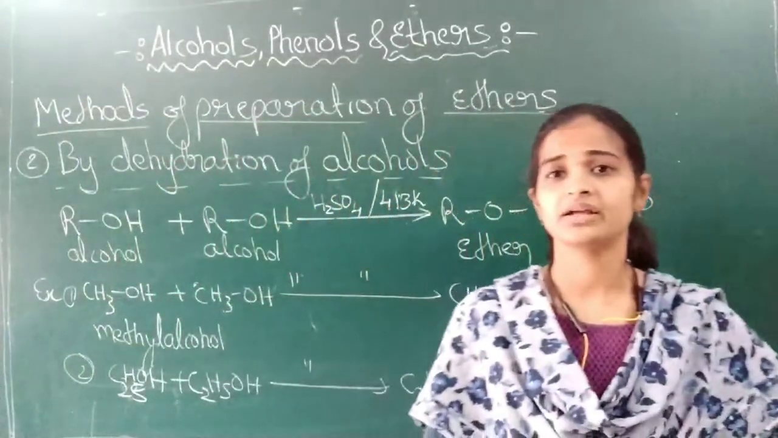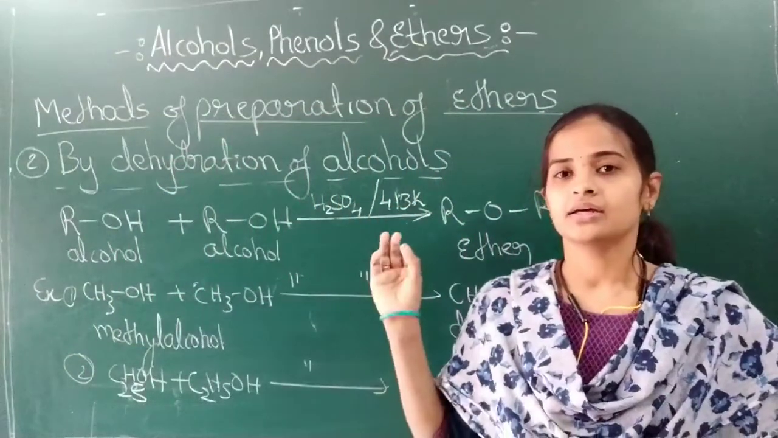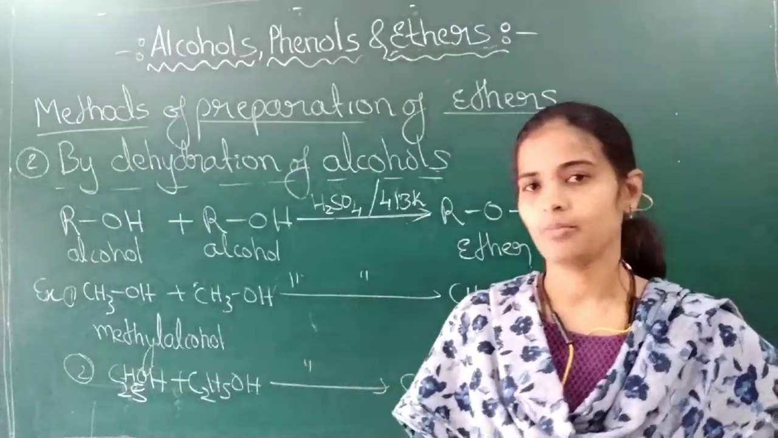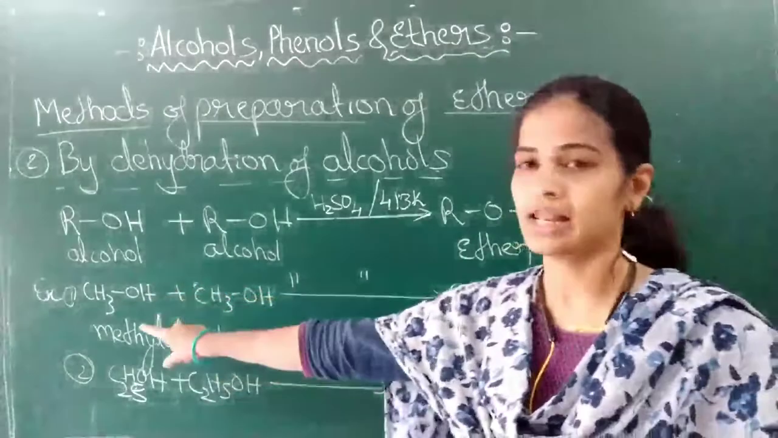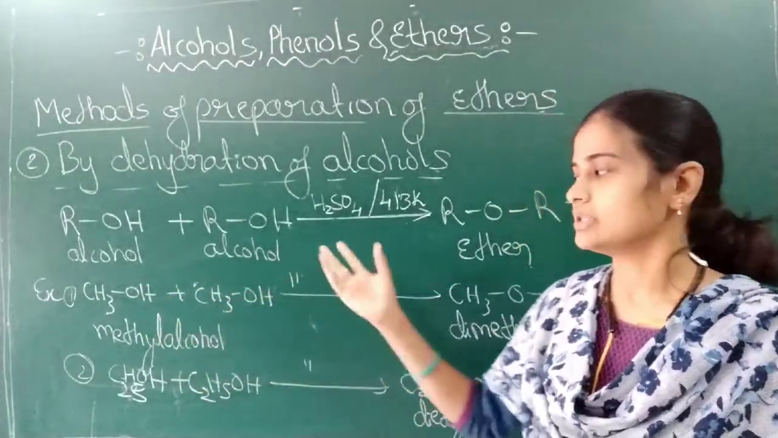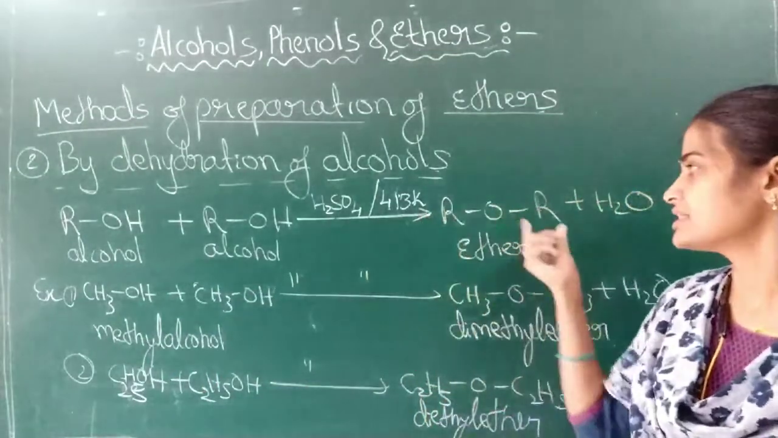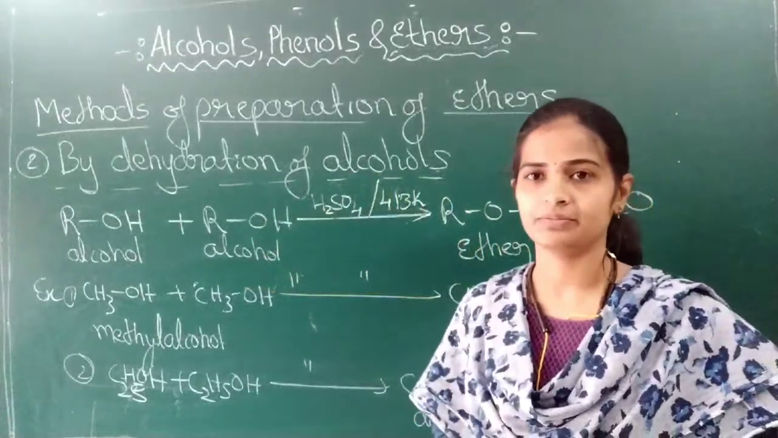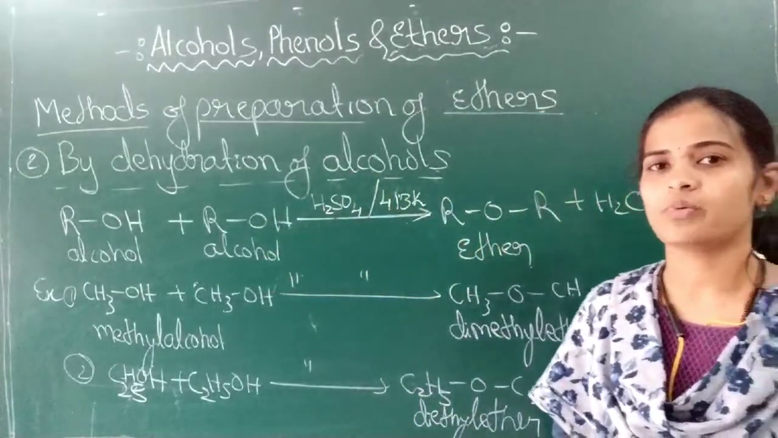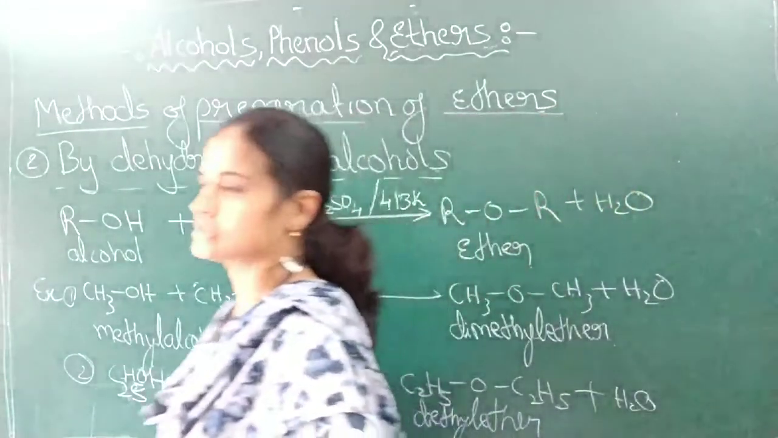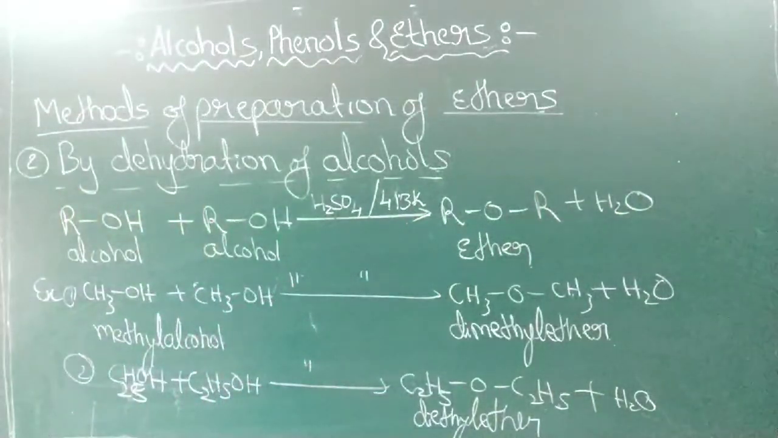By using this method, aryl ethers cannot be prepared because alcohol means we have to take alkyl groups itself. Therefore, the benzene ring cannot be substituted on either side of the oxygen by using this method. So, this is one of the methods for the preparation of the ethers. We will go for the second method.